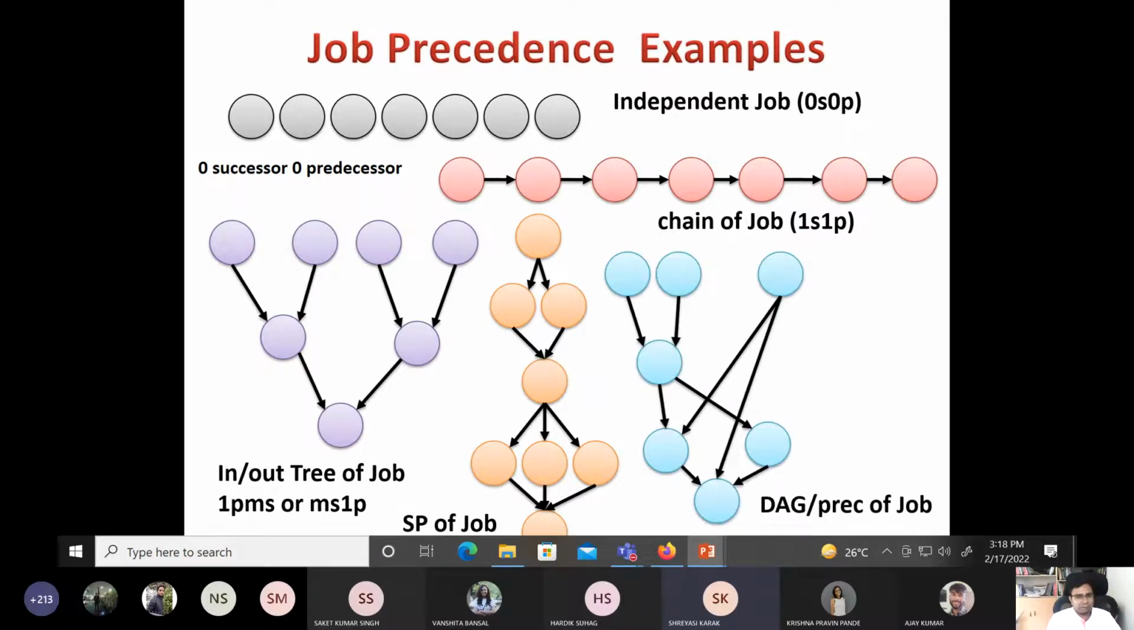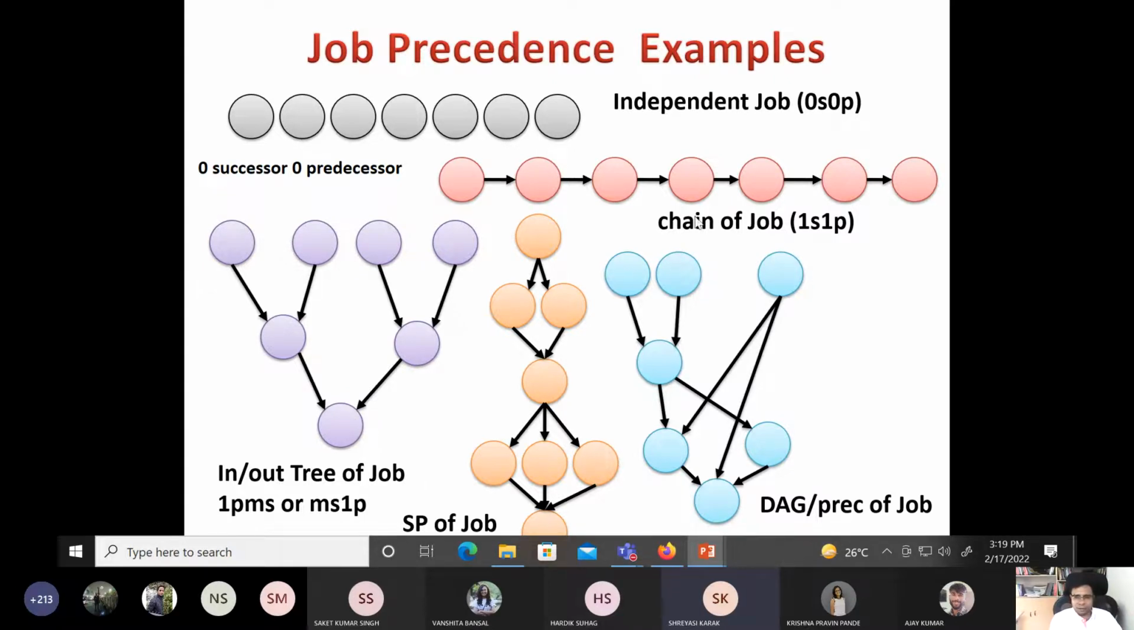The last one is DAG, or general precedence constraints. Which one is simplest among all? Independent jobs are simplest. Then you added 1S1P, meaning every job has at most 1 predecessor and 1 successor. In this case, either predecessor will be 1 or successor will be 1. Suppose this is an entry: in the case of the in-tree, every node has only 1 successor. The out-tree is just the reverse.